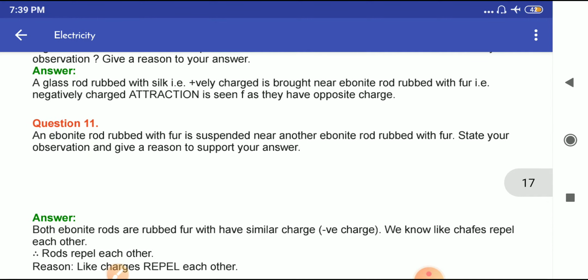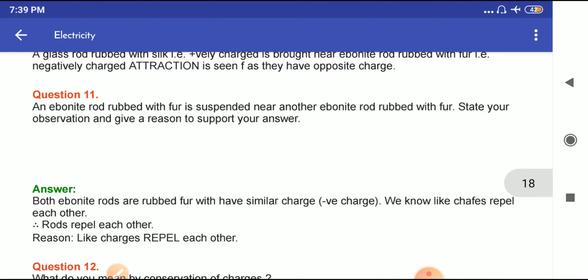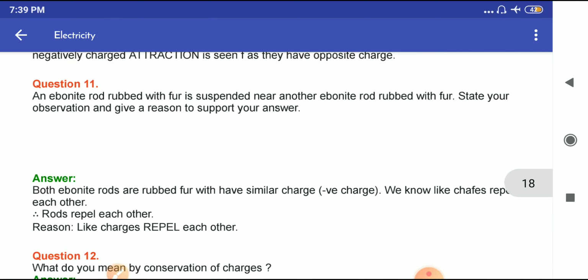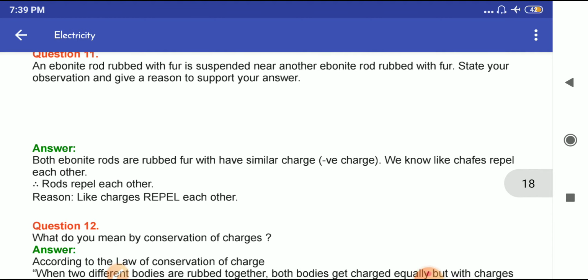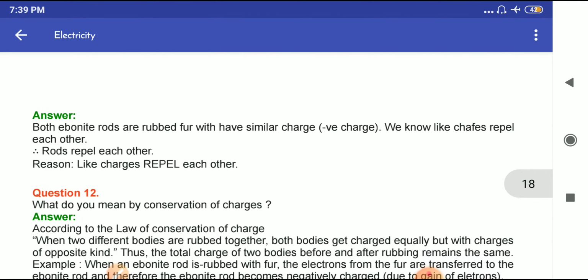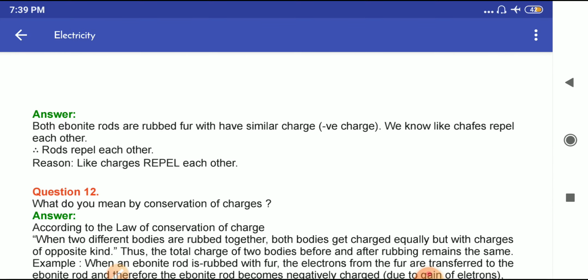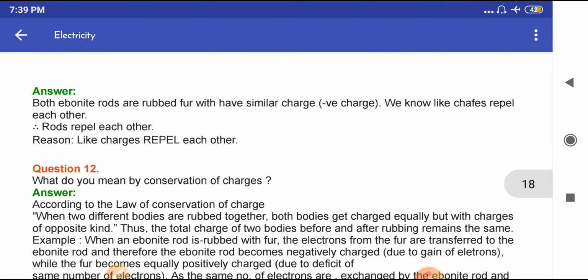Now question number 11. An ebonite rod rubbed with fur is suspended near another ebonite rod rubbed with fur. State your observation and give reason to support your answer. Both the rods are rubbed with fur and have similar charges, that is negative charges, and therefore they both repel each other.